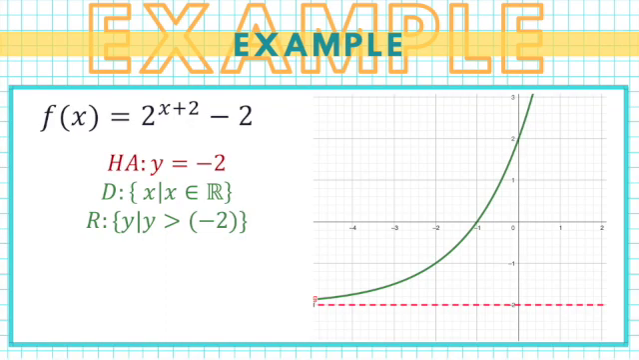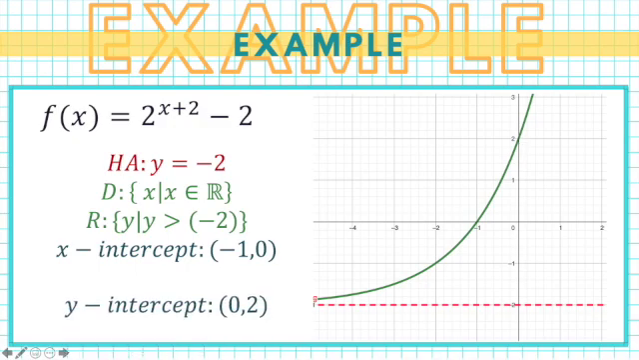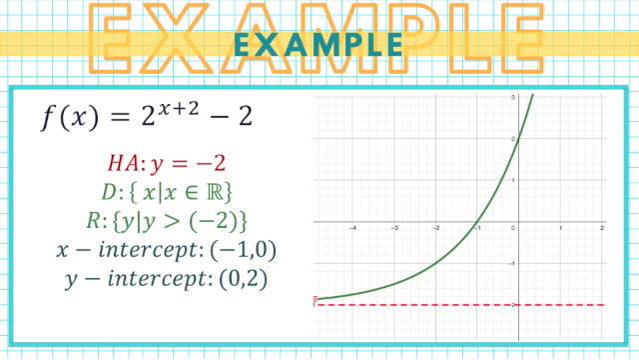For the intercepts, the x-intercept, you see that the graph intersects the x-axis at this point. Therefore, our x-intercept is the point (-1, 0). Now, for the y-intercept, we'll take a look at the point where the graph meets the y-axis. Therefore, our y-intercept is at (0, 2). Okay?